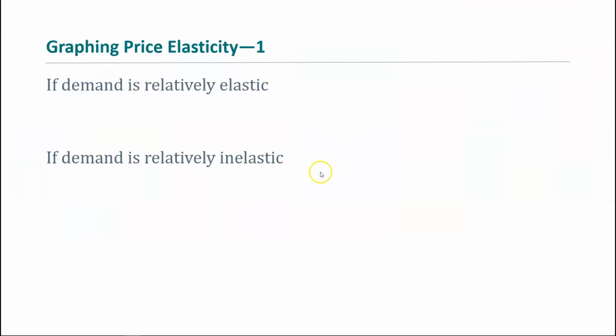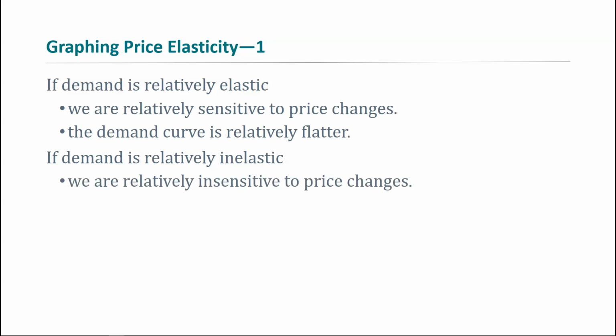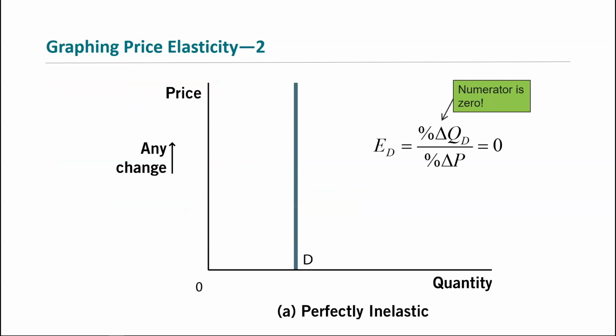So, if demand is relatively elastic, it means we're relatively sensitive to price changes, and our demand curve is relatively flatter. If demand is relatively inelastic, we're relatively insensitive to price changes, and our demand curve is relatively steeper. So, in an extreme case, we could have what's called perfectly inelastic demand, where our demand curve is perfectly vertical. It's as steep as it gets.